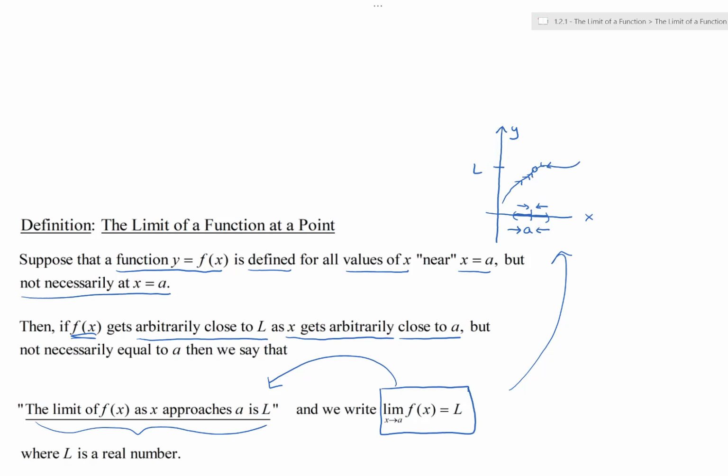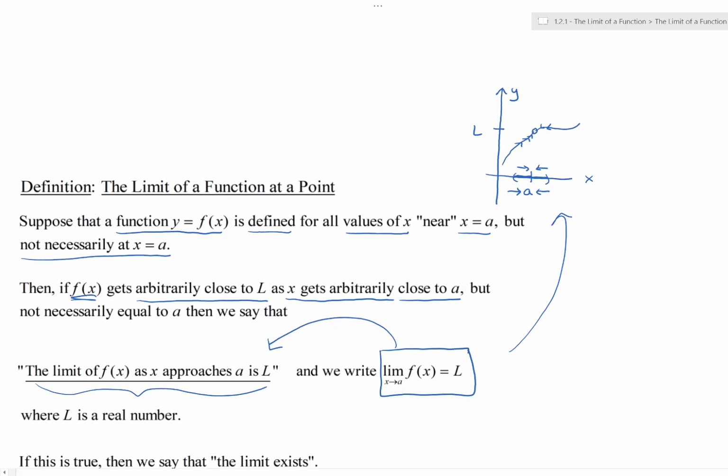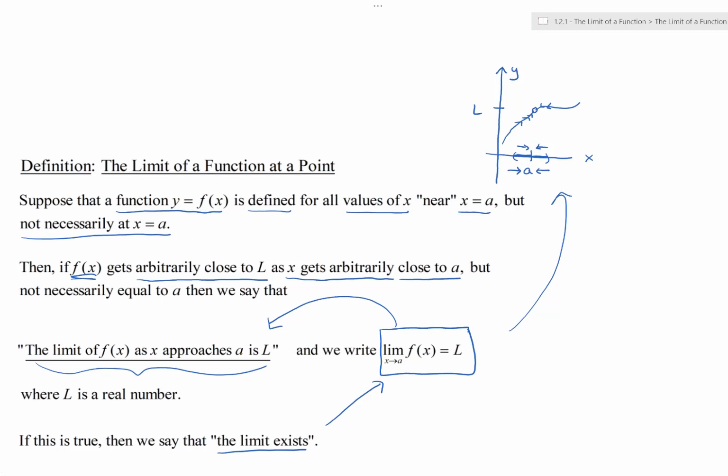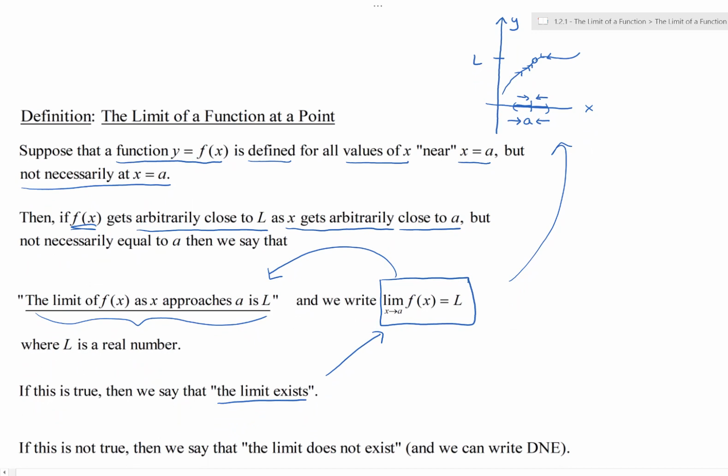And I want to show some diagrams of different ways that a limit could happen for a function as well. Now, when we have the limit of the function f of x as x approaches a equal to this number L, then we say that the limit exists. That limit exists, and the limit is L. However, this might not happen, and we're definitely going to look at counterexamples as well. If it's not true, then we say the limit does not exist. Go figure. We could write DNE for short: limit does not exist, DNE.